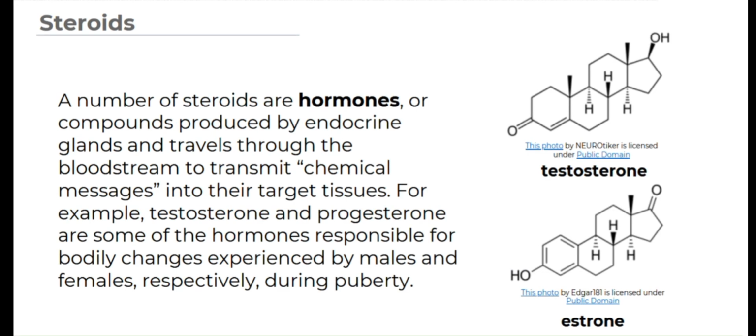A number of steroids are hormones, or compounds produced by endocrine glands that travel through the bloodstream to transmit chemical messages to their target tissues. For example, testosterone and progesterone are some of the hormones responsible for bodily changes experienced by males and females, respectively, during puberty.